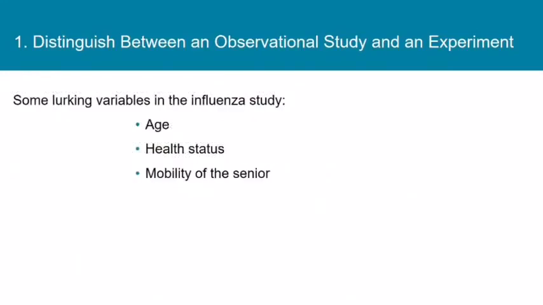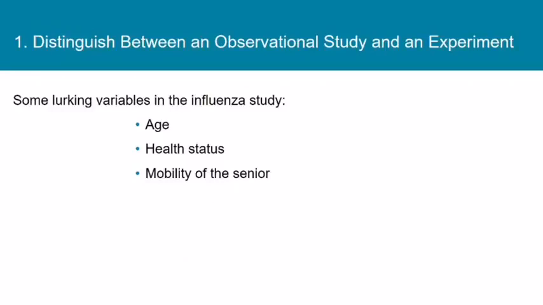Now let's think back to the flu shot study that we looked at just a minute ago. Some of the lurking variables that you might say were in that flu study were age, health status, the mobility of the senior. Remember, there were only 2 groups, so we have no idea if the ages are comparable. It's possible that one group contained more sickly people and the other group contained more people that are generally healthy. It might be that how well somebody gets around determines how well they bounce back from the flu and whether they end up in the hospital.